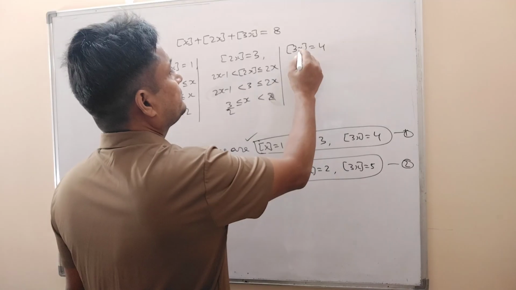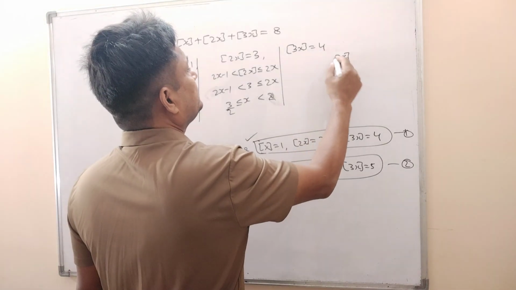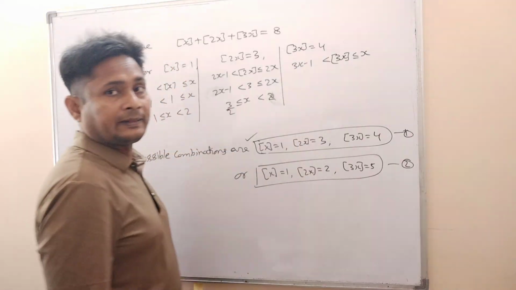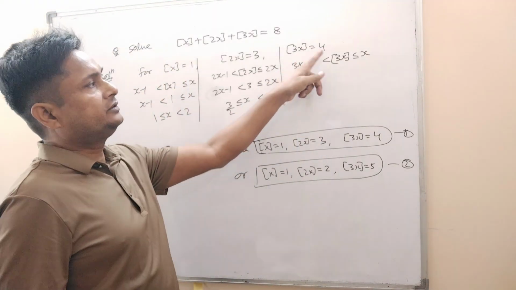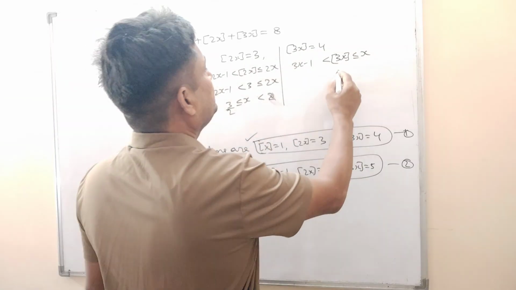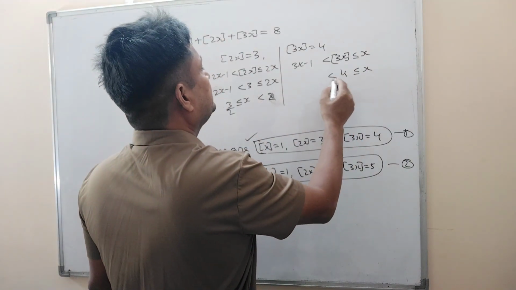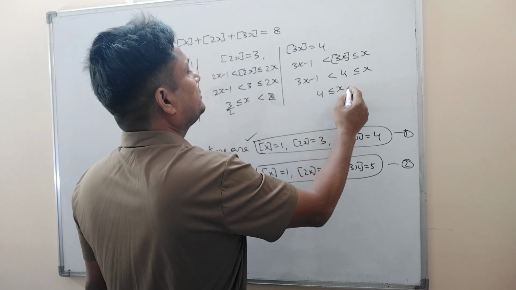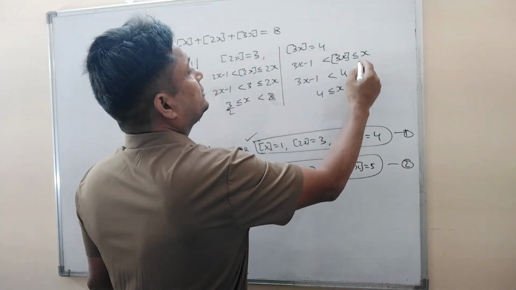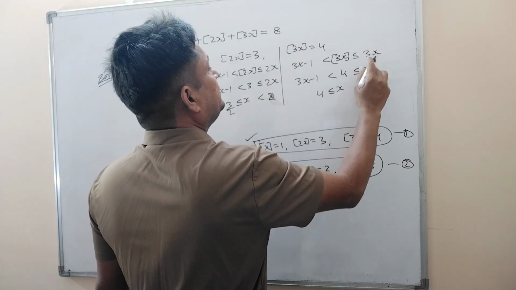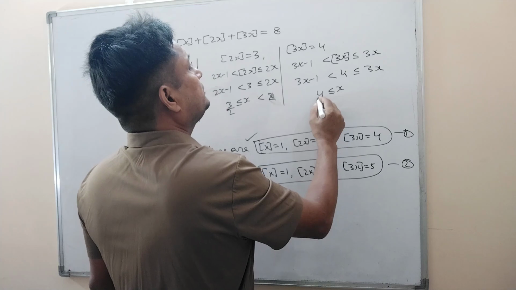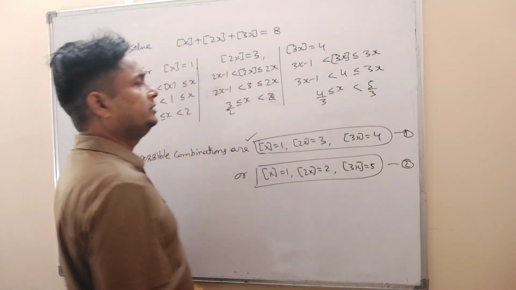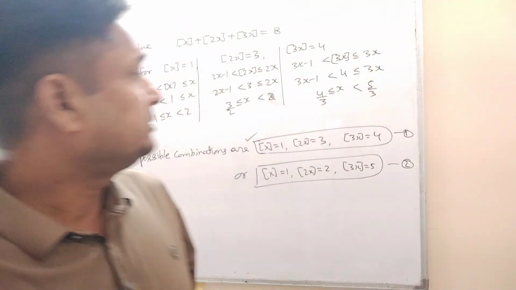Now next one, find out this one. Greatest integer of 3x is less than or equal to 3x and greater than 3x minus 1. And greatest integer of 3x is 4. Substitute 4 here. So 4 is less than or equal to 3x and greater than 3x minus 1. So this will be 4 by 3 to 5 by 3. Right?